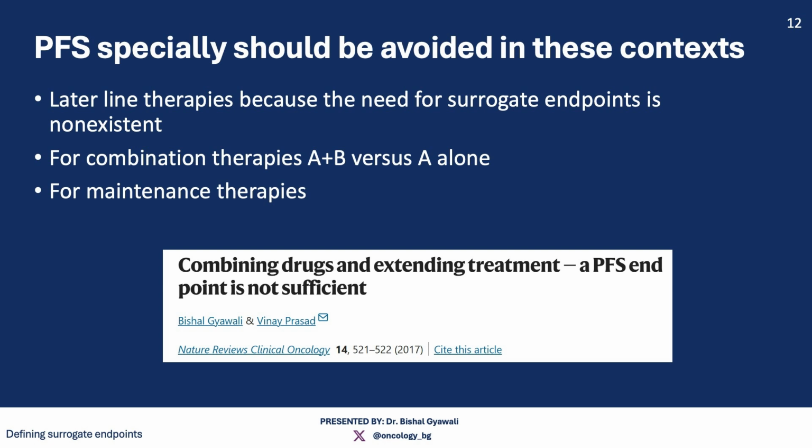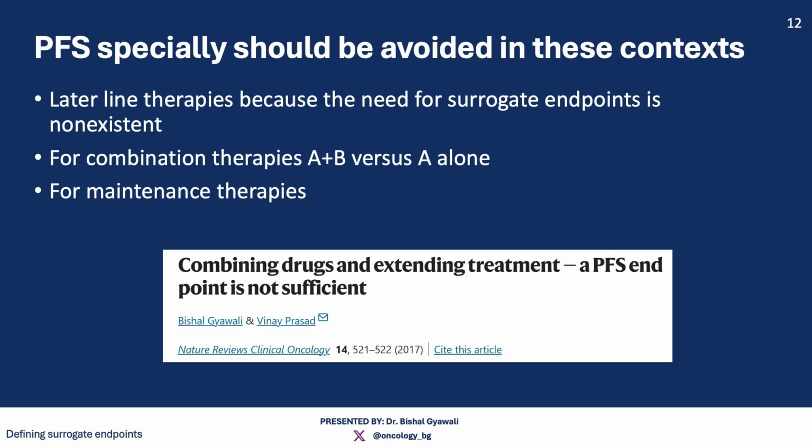In that situation, there is no sense to use progression-free survival because you can measure survival so quickly, and there is no point in having a drug that does not improve survival. So when the prognosis is very short, especially for later line therapy trials, PFS cannot be used absolutely.